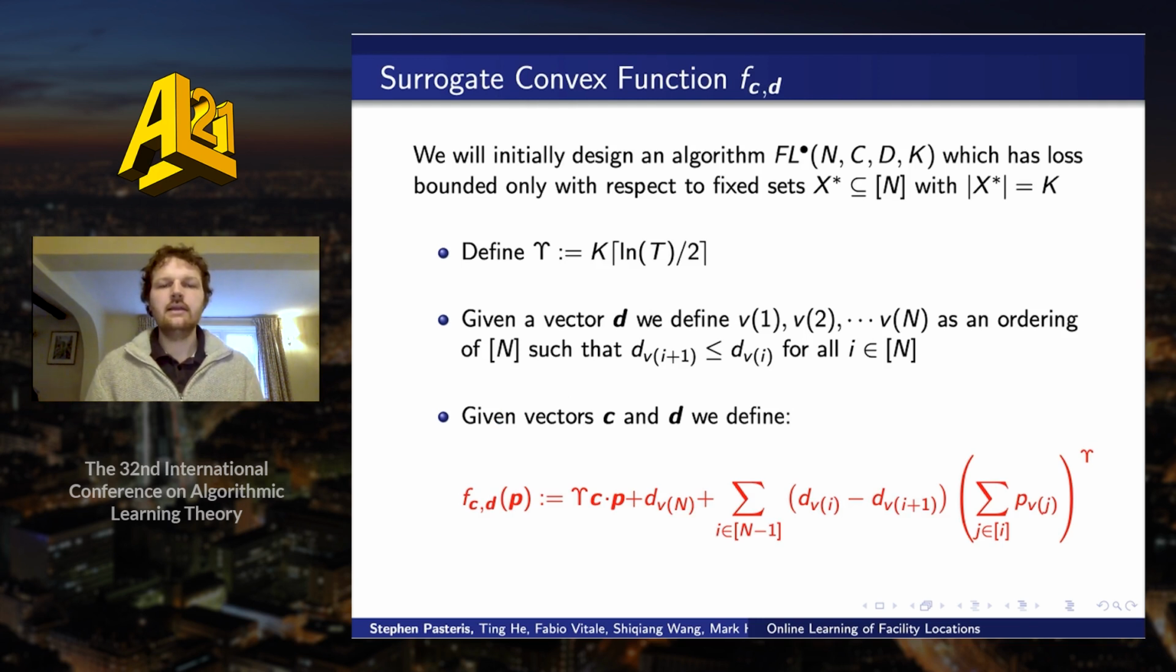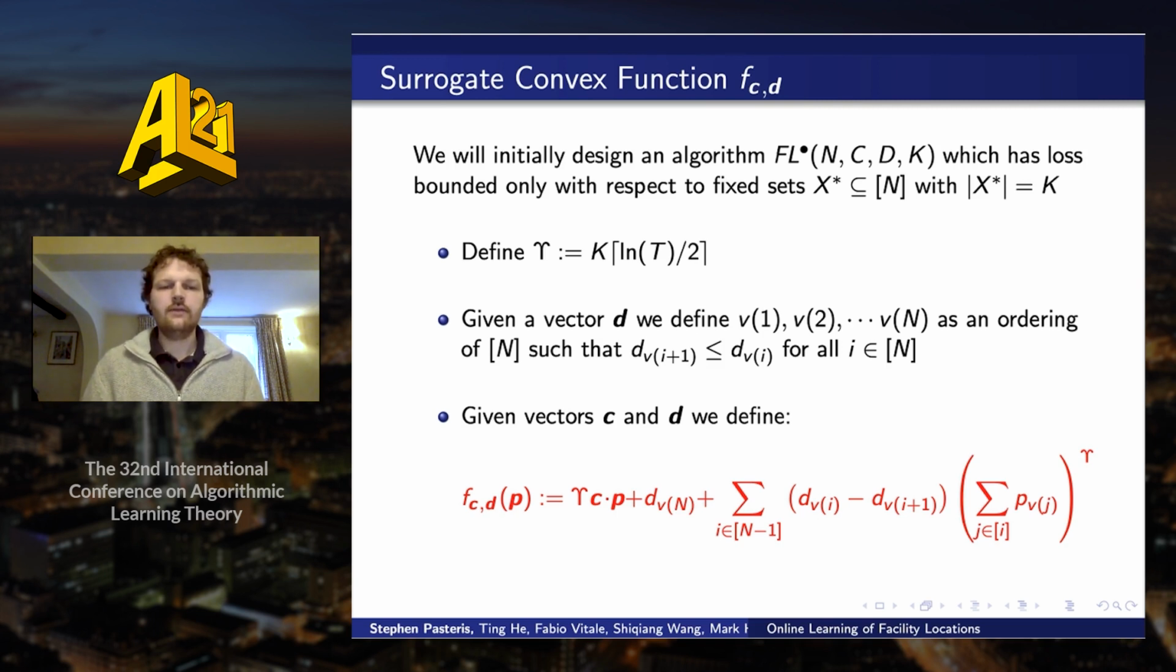So we're going to initially design an algorithm, FL bullet, which takes a parameter k and has loss bounded only with respect to fixed sets of sites which have cardinality k. We're going to reduce this to online convex optimization, and for that we need a surrogate convex function f with respect to opening cost vector c and connection cost vector d.